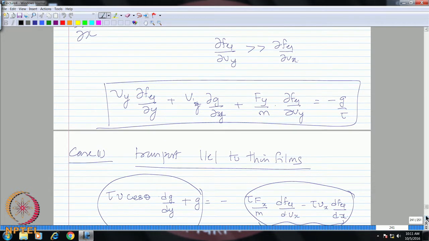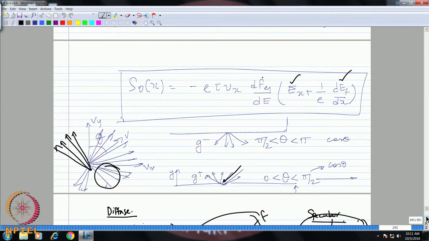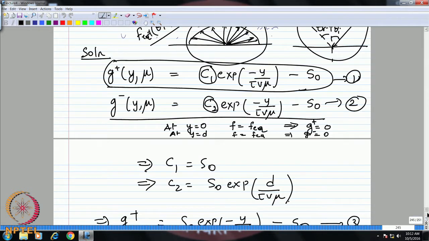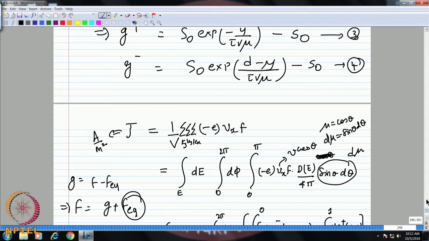Accordingly we determine the complete solution, and this is what you get, g plus and g minus. Once you get the distribution function, all that is required now is to put this in the expression for the charge flux or the current flux.